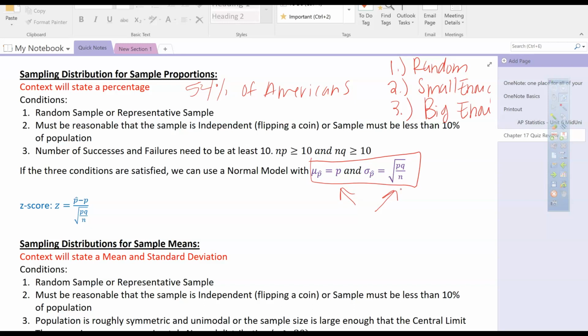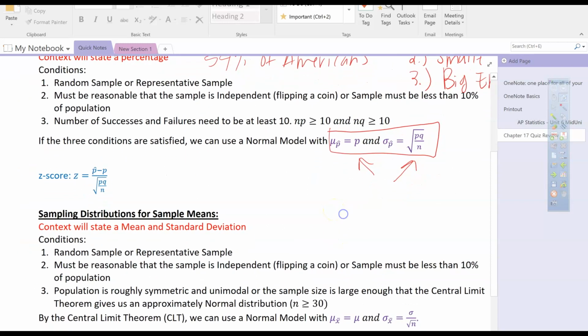And then it might ask you using different words. It might say the mean and the variance, the center and the variance. So you just need to know center is talking about the mean and variance is asking you about the standard deviation, okay? And then here's the z-score for sample proportions.